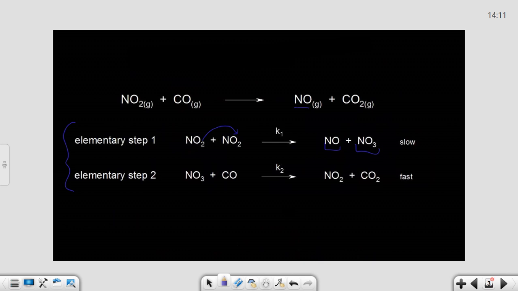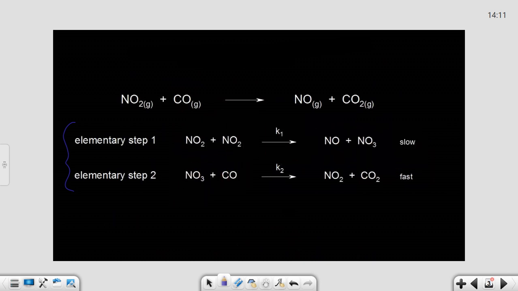And if you look up here, I see NO in my net equation, so there's a good chance I'm not going to use that up in my next step. I need that to hang around. But I don't see NO3. So I'm probably going to have to do something with that NO3. And look, here it is. I'm going to use up that NO3. And what are we going to use it with? Well, what's on my reactant side that I can use? I've already got some NO2s, so maybe the carbon monoxide. So if I combine those two, what could I make? Well, the oxygens could transfer again, and I could be left with NO2 and CO2.